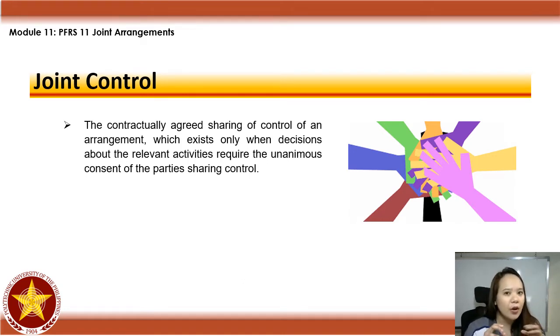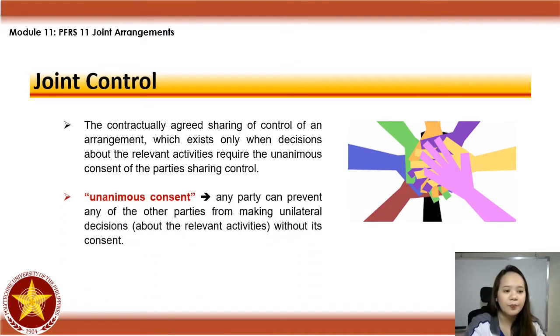Meaning, ano yan eh, all or nothing. Parang one for all, all for one. So, dapat lahat mag-a-agree. May isa lang na hindi mag-agree dyan, hindi matutuloy yung mga relevant activities nung joint control or joint operations. Okay? So, unanimous consent means any party can prevent any of the other parties from making unilateral decisions about the relevant activities. Take note of the keyword relevant activities nung joint arrangement na yon without its consent. So, dapat lahat mag-agree.